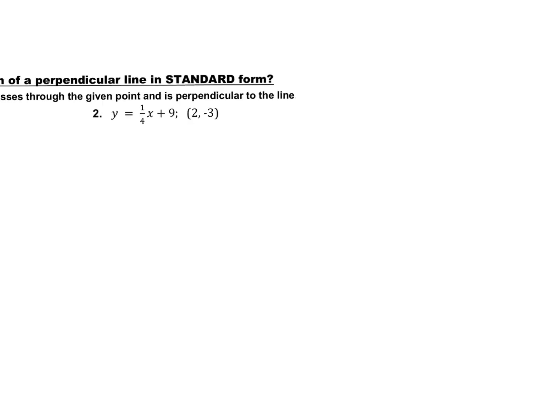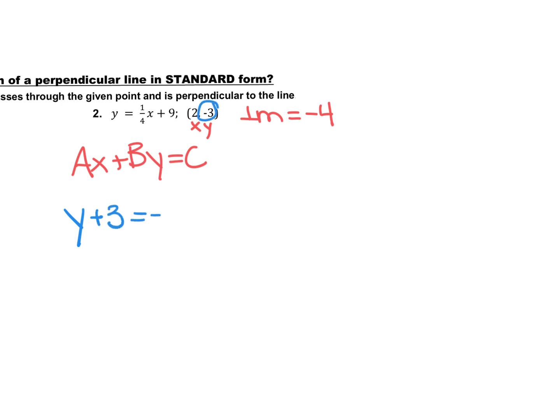All right, so again, we're writing another equation in standard form. Ax plus by is equal to c. I have an x and a y for a point. We have to find our perpendicular slope. The opposite of positive is negative, and then the reciprocal of 1 over 4 is 4. All right, so again, we're going to put this one into the point-slope formula. Y minus negative 3, so plus 3, is equal to a slope of negative 4 times x minus 2. All right, y plus 3 is equal to negative 4x plus 8.